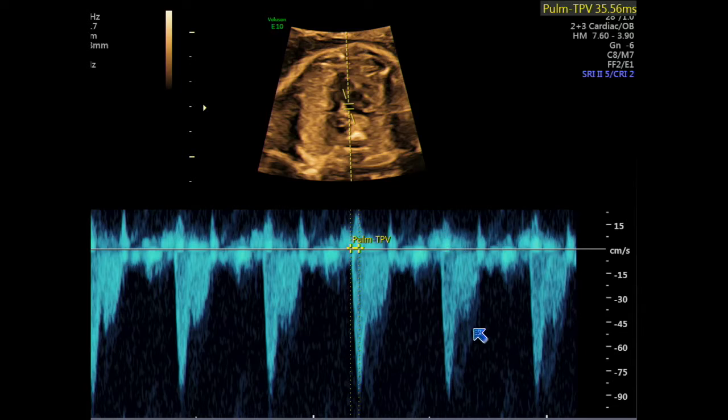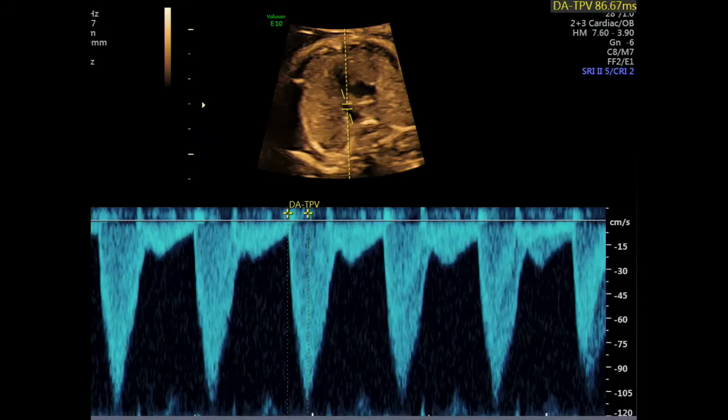A pulmonary artery is an extremely, extremely high resistance circuit in the fetus. So the time to peak velocity, or the period in which this waveform reaches its maximum velocity, is very, very short, because you're like running into a headwind. You hit your maximum speed really quickly. So if you look at the time to peak velocity in a pulmonary artery, it's only 35 milliseconds.